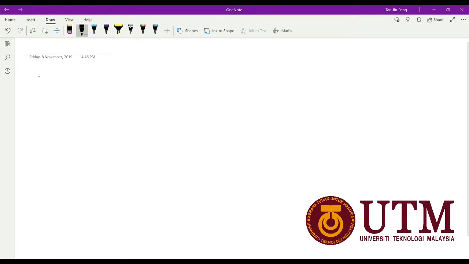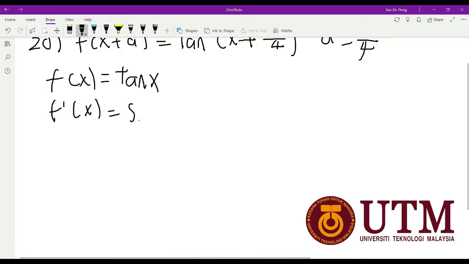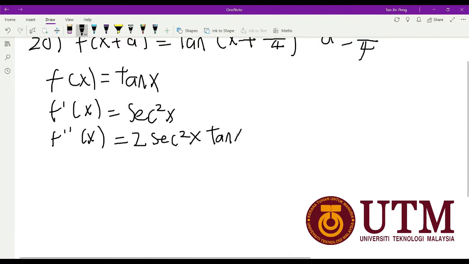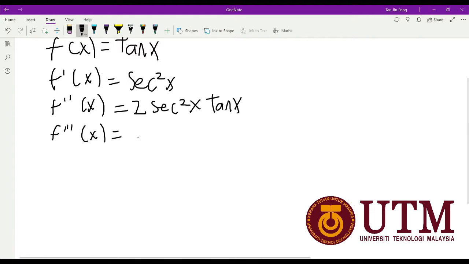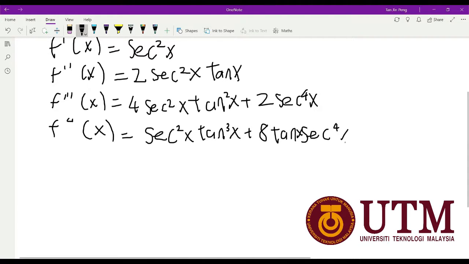Now I'm going to use Taylor theorem to find the first 5 terms for tangent of x plus pi over 4. Alpha will be pi over 4. f(x) will be equal to tangent x. Now we need to find the first 4 derivatives for tangent x. We'll keep differentiating it until it becomes the 4th order derivative. We'll just differentiate it using the previous knowledge we learned. Just continue to do it like this.